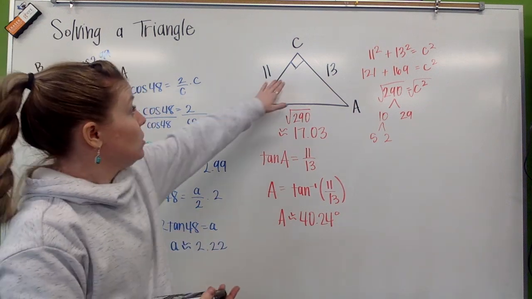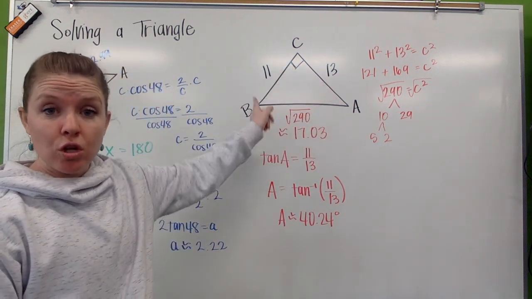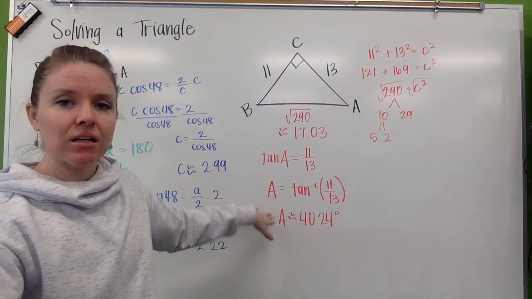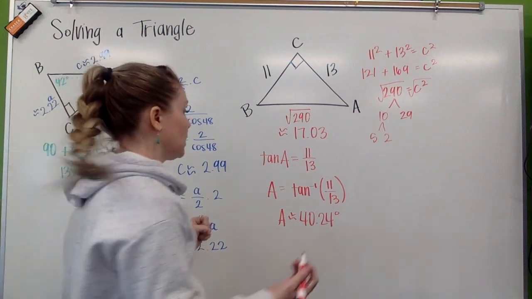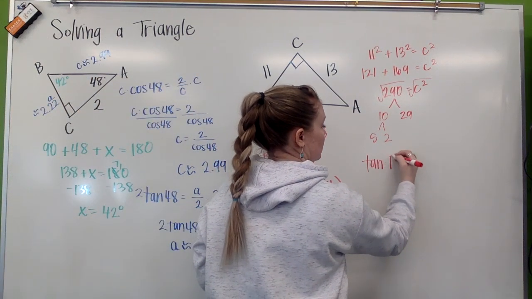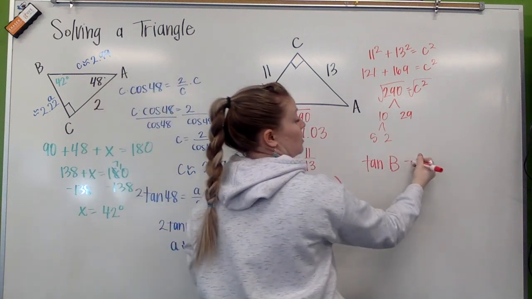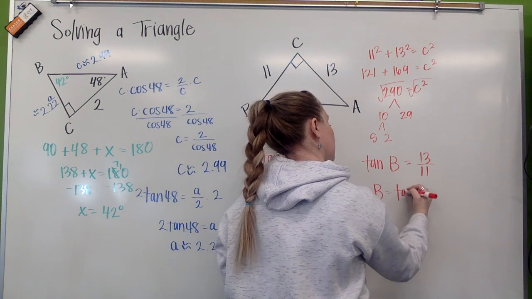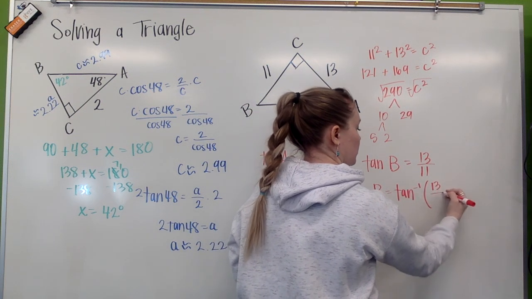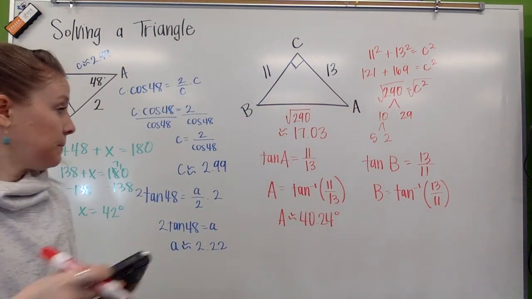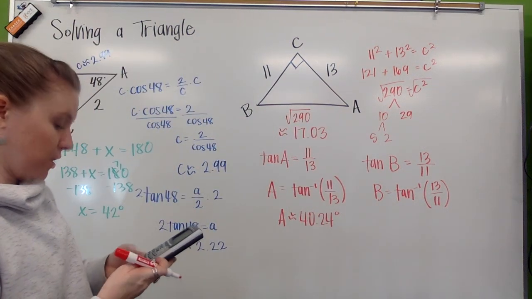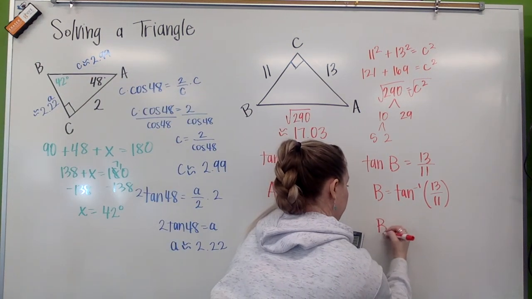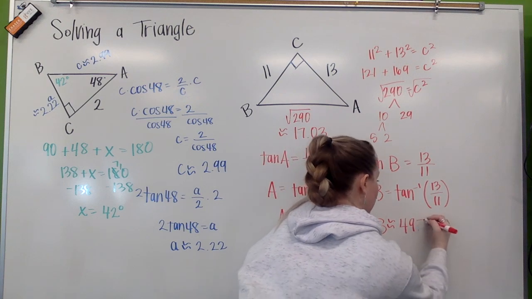At this point, you have two angles, so you could subtract from 180 to get the third. But just in case I made a mistake, I'm going to use what was given again. Now I'm going to take the tangent of B equals opposite over adjacent. So B equals the tangent inverse of 13 over 11. When I type that in, my angle B is about 49.76.